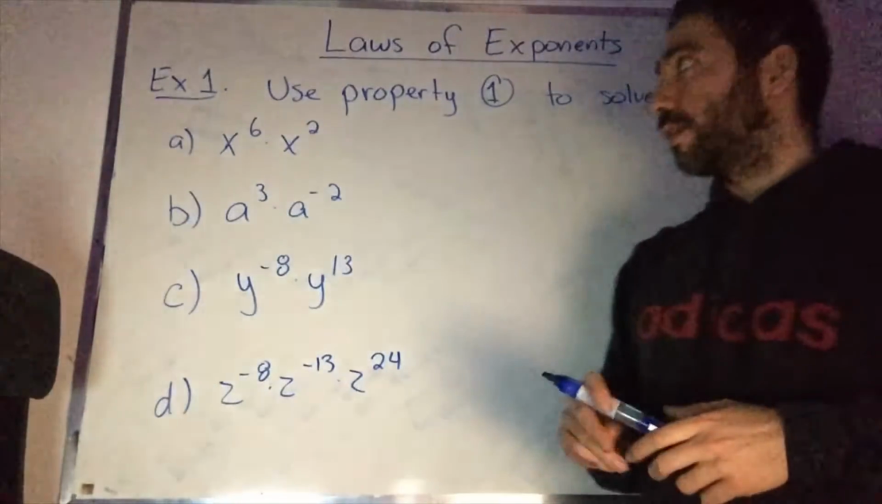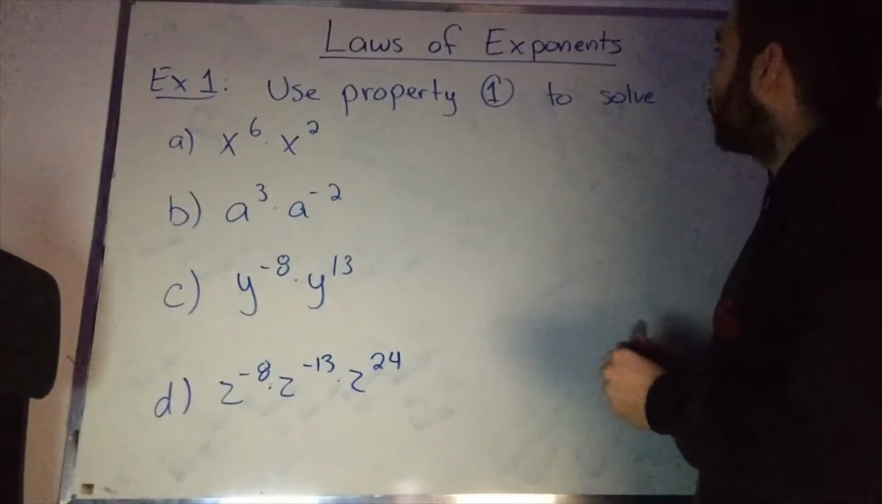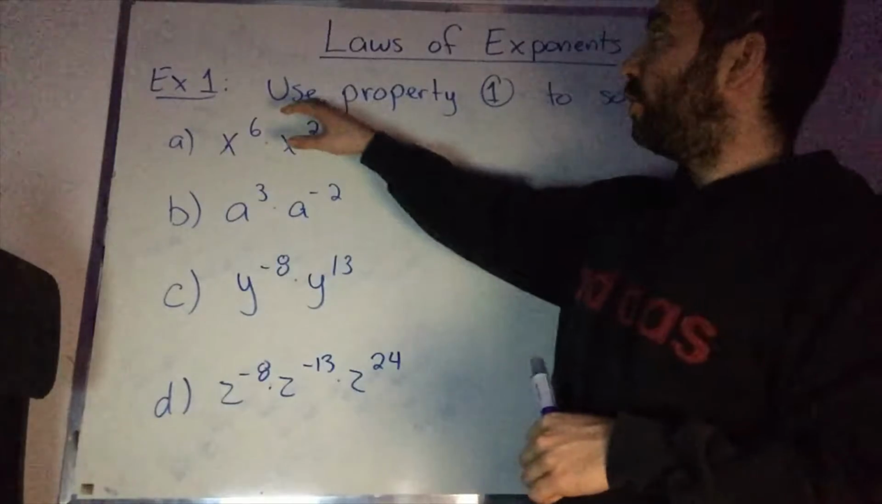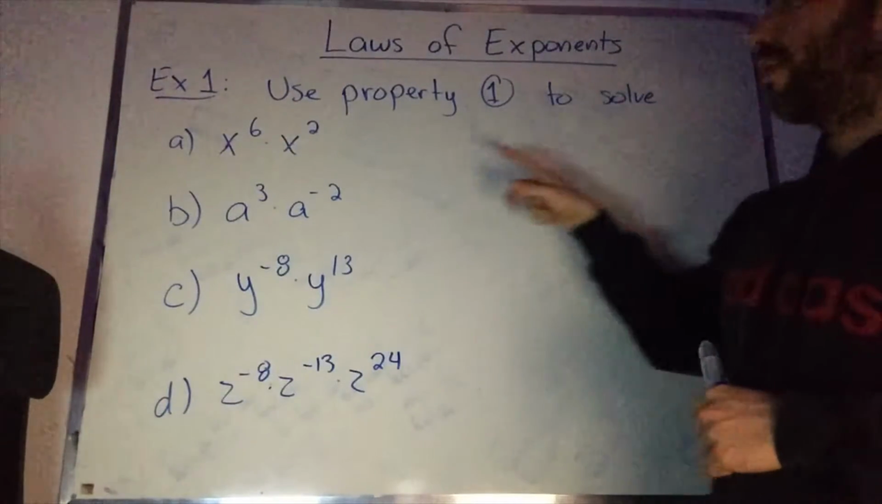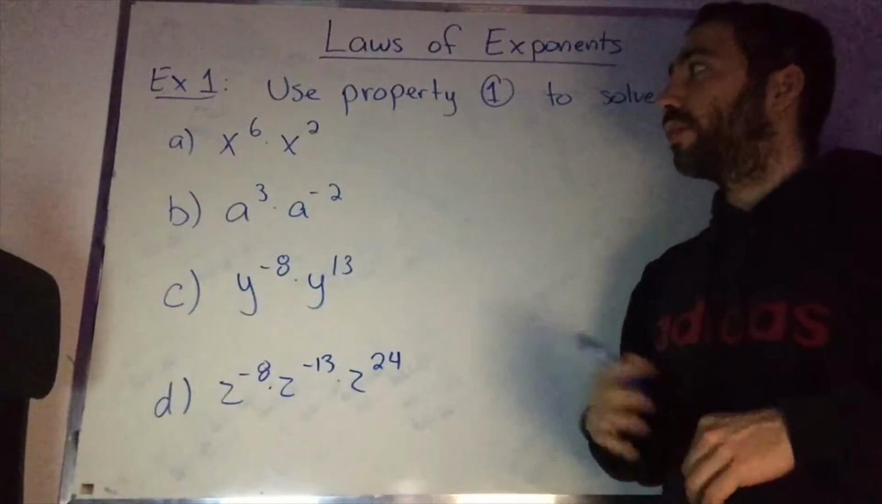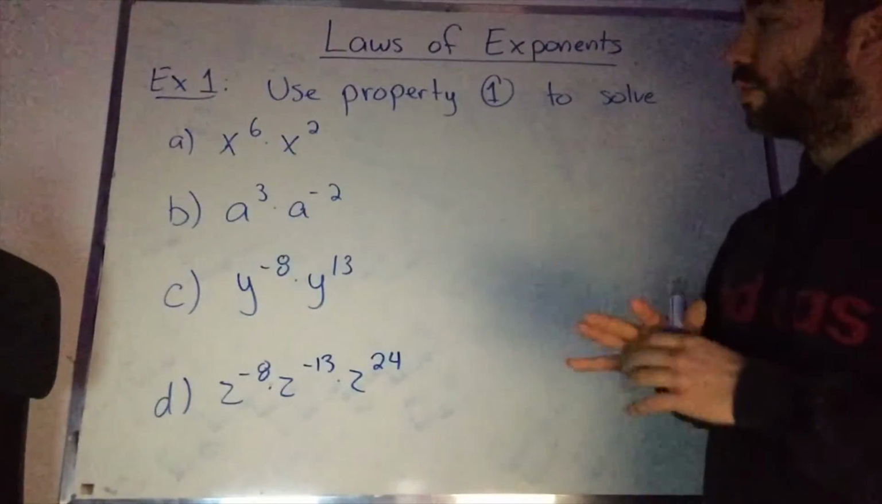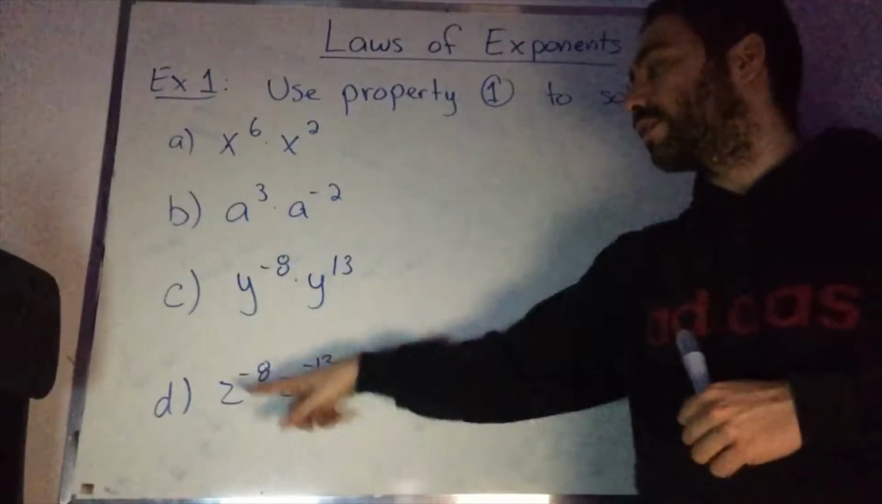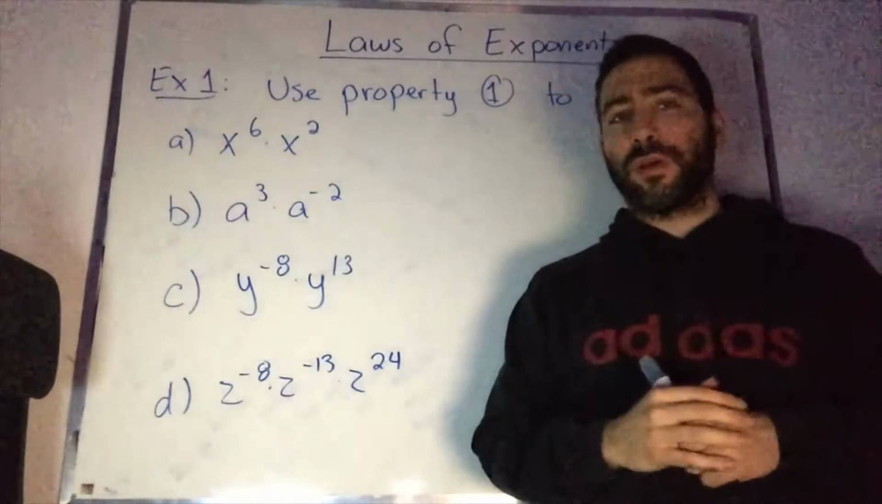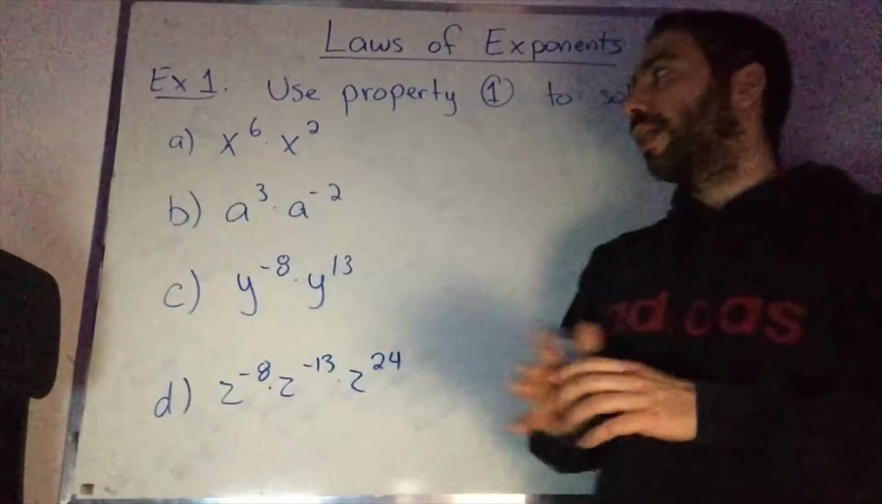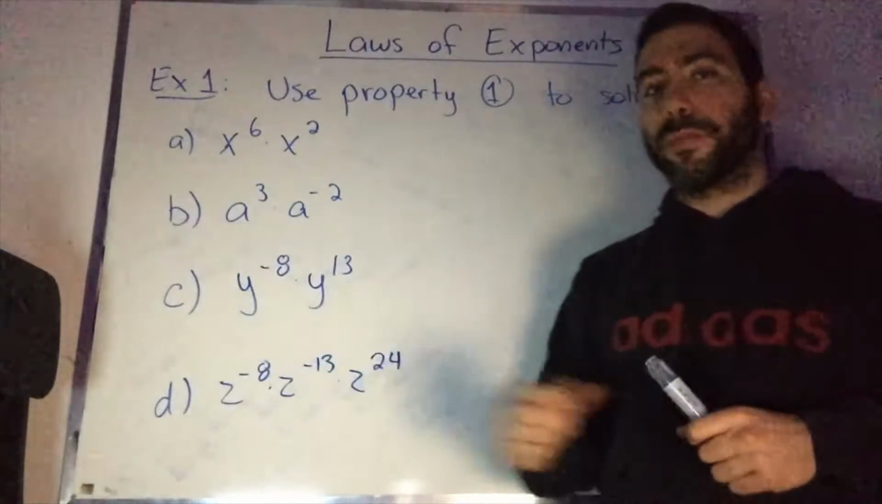Okay, so let's take a look at some examples together. Here it's asking us to use property 1 to solve the following, A, B, C, and D. They don't necessarily have to tell us to use property 1, we should see it. And notice that here we have x's, a's, y's, and z's. Don't let that disturb you. They can use any letter they want, as long as the bases are the same. That's what we care about.